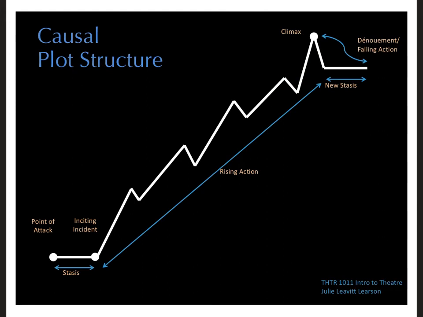And if the action of a play were to be plotted on a graph, this is what it would look like. That first dot over there on the lower left is the point of attack. We have some stasis, then we have a new dot, the inciting incident, followed by a very jagged, upwardly climbing line of rising action. You'll see the highest point is that dot marking the climax. Then we have a sharp downturn, which is the dénouement or falling action, finished with a parallel line called the new stasis.